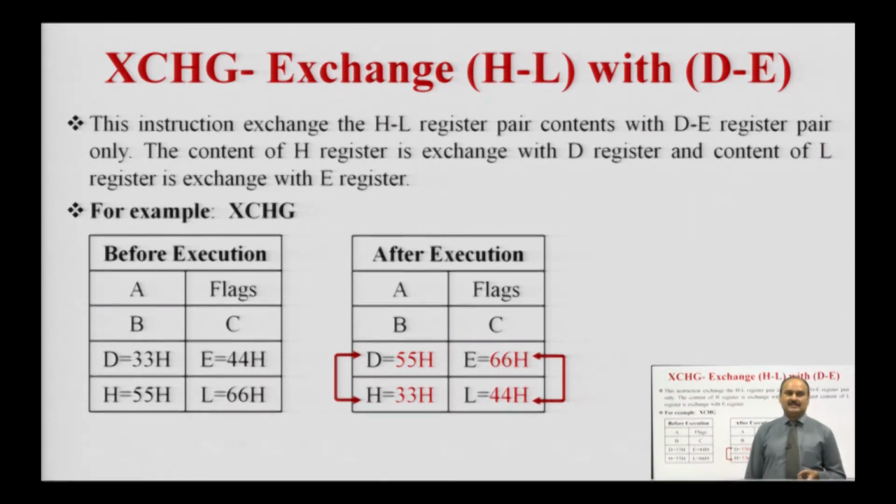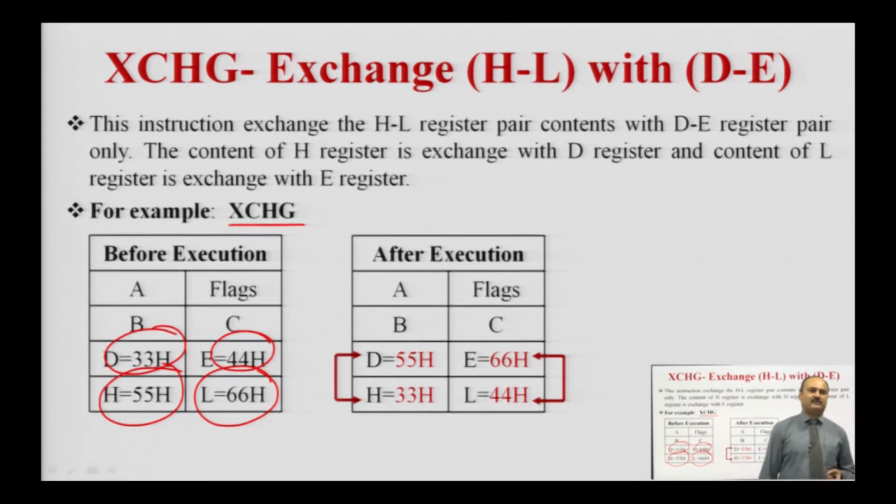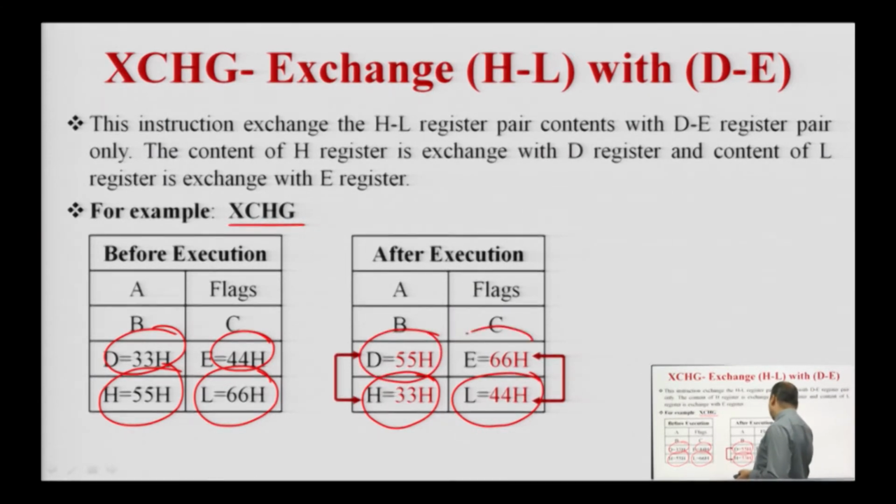Next instruction is the XCHG instruction. This instruction will exchange the content of HL and DE register pairs. Before the execution of XCHG, the content of D and E registers are 33H and 44H, and the content of H and L registers are 55H and 66H. After the execution of XCHG, the contents of HL are exchanged with the content of the DE register pair. See, the content of H becomes 33H and L becomes 44H, while D becomes 55H and E becomes 66H.